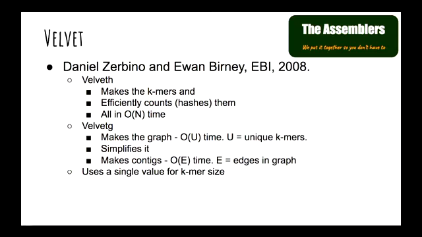And then here's the thing, it uses a single value for the k-mer size. And as we looked at in our tutorial this week, there's a trade-off between connectivity and specificity when we do that.